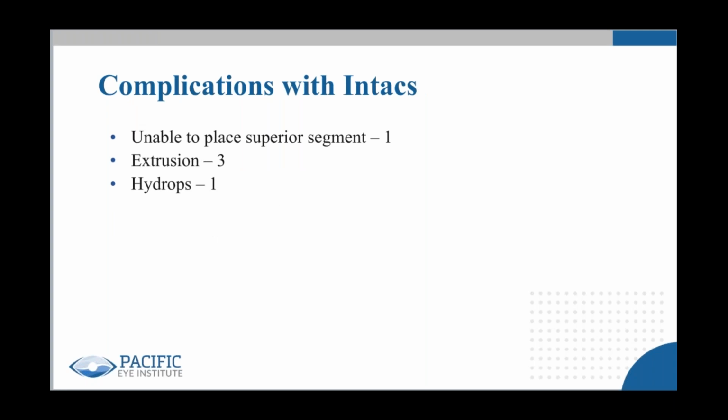Fortunately, with Intacts, they're very rare. So of the 113 cases we reviewed, we had 5 complications. One was we were unable to place the superior segment. In other words, there's 2 segments, an inferior and a superior segment. In one case, the tunnel that was created by the laser didn't allow for the placement of the superior segment, but that patient actually got better just by having 1 segment in the eye.